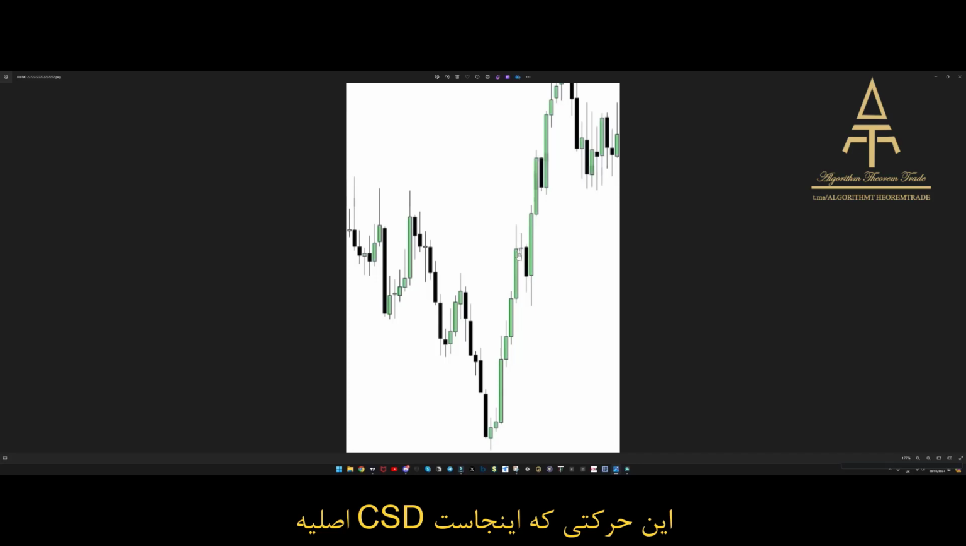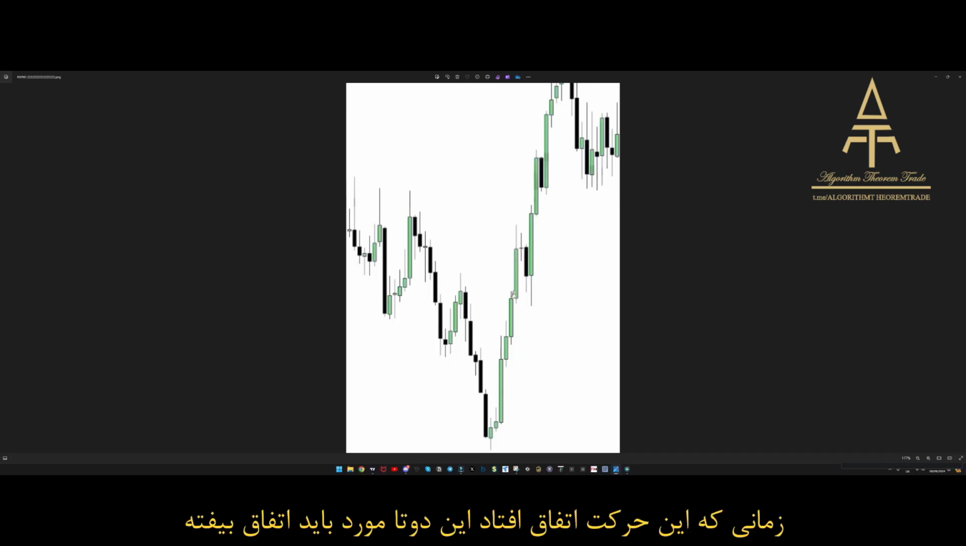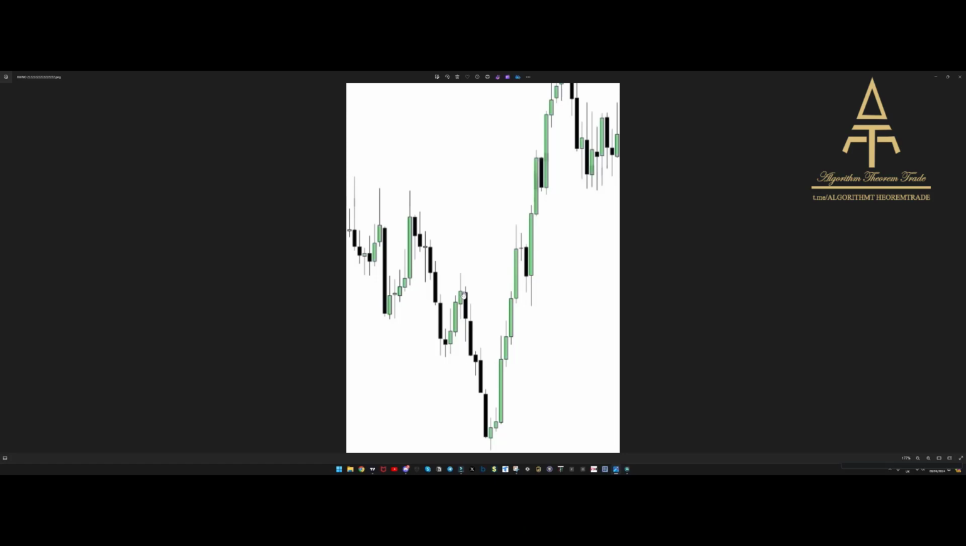This is the true CSD right here, this move. Once this move happens, there's two things that have to happen. Okay, we have to close above the breaker, and we have to close above the SIBI. Once this happens, this is confirmation, right? This is a high probability setup. This is the only kind of setup that you should be looking for.